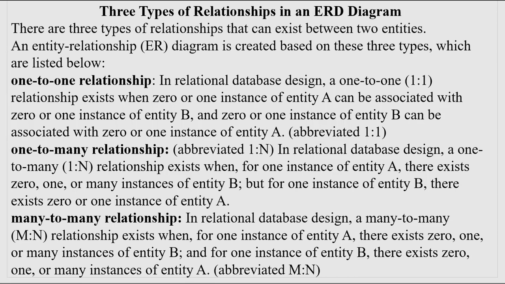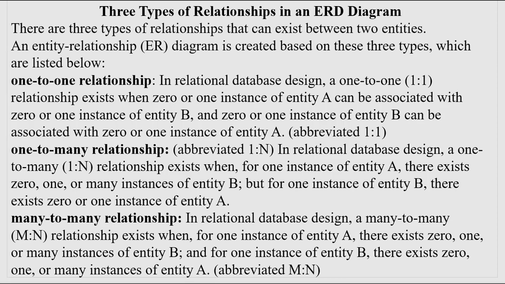One-to-many relationship. In relational database design, a one-to-many relationship exists when for one instance of entity A there exist 0, 1, or many instances of entity B, but for one instance of entity B there exists 0 or 1 instance of entity A. Many-to-many relationship.